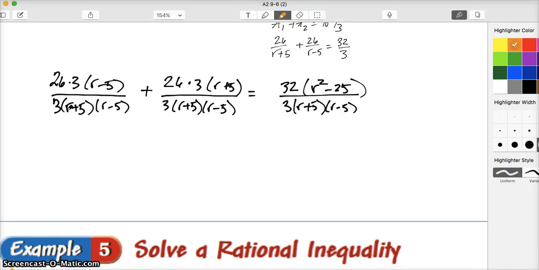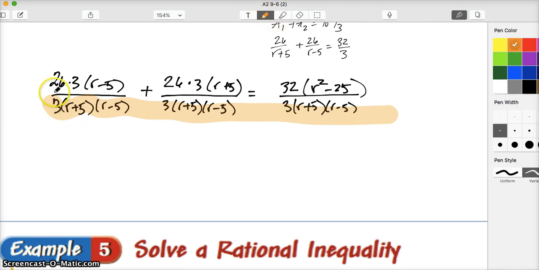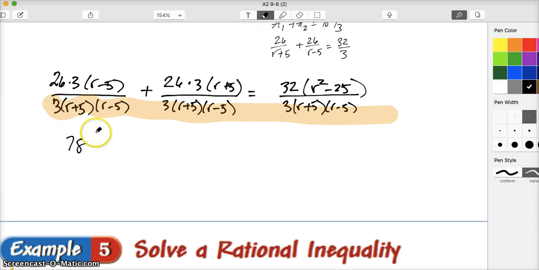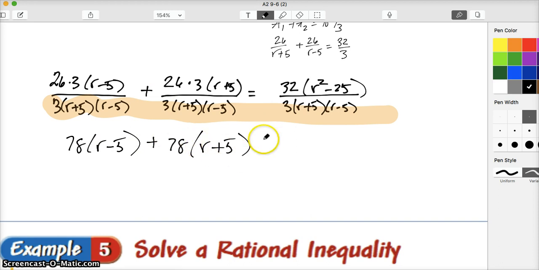I'm going to kind of ignore this denominator like we've been doing, and then I'm going to distribute through. So this is 26 times 3, which is like 78. Which is going to be 78 times all of this business here, r minus 5. And then over here we've got 78 times r plus 5. And then 32 r squared minus 32 times 25 is going to be, I can do it, guys. It's going to be 800.